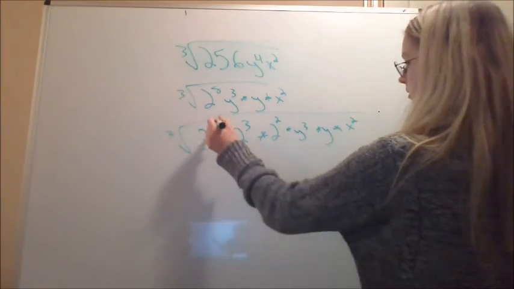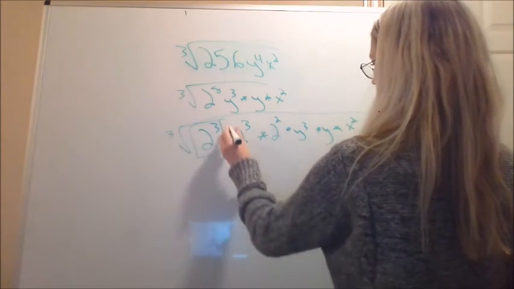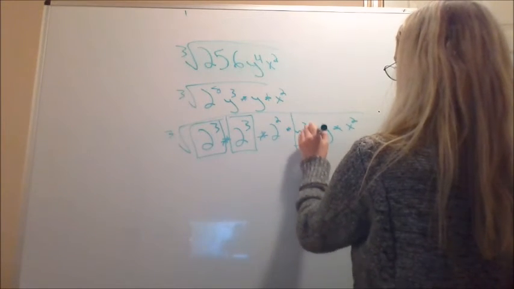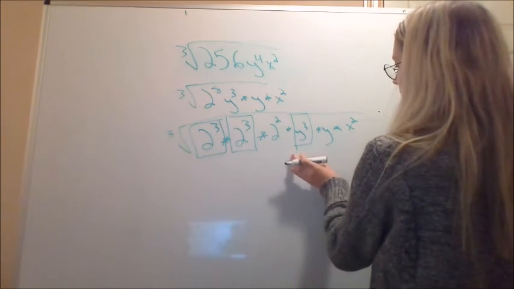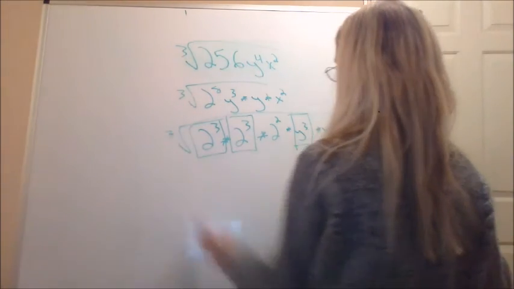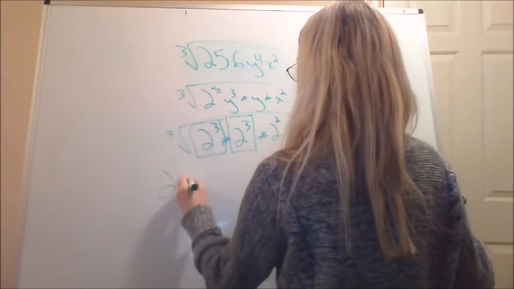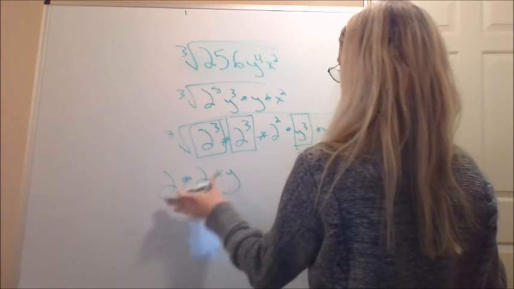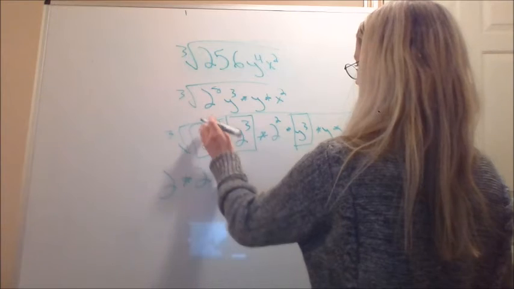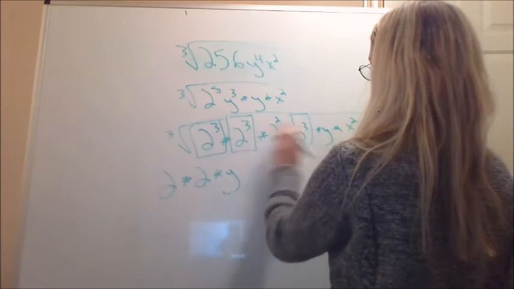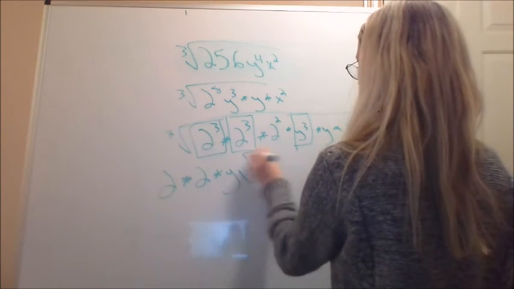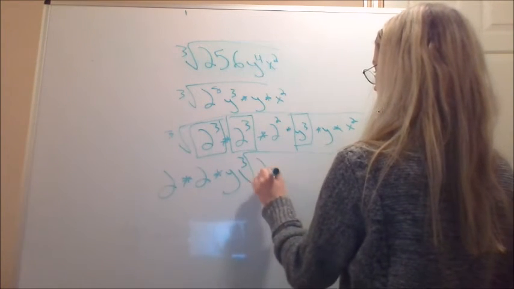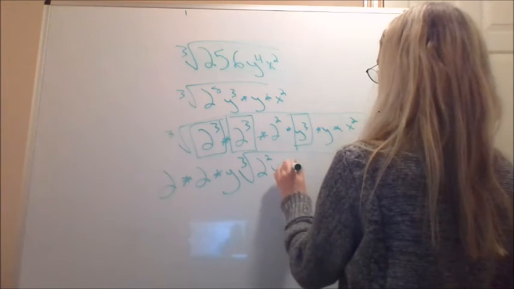So where do we see groups of 3? Well, we see a group of 3 right here, we see a group of 3 right here, and we see a group of 3 right here. So we can move all of these parts outside of the radical. So we have 2 times 2 times y, and once we move them out, they remove this exponent of the third here, times our radical, so the cubic root of 2 squared y x squared.